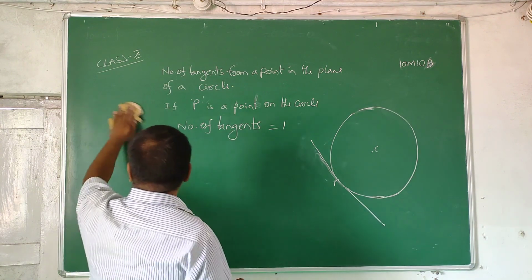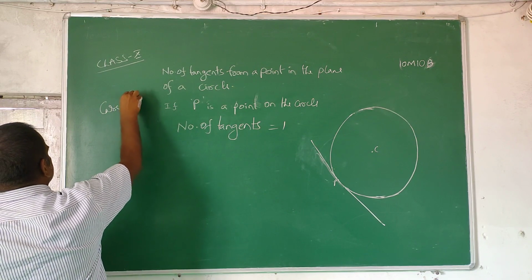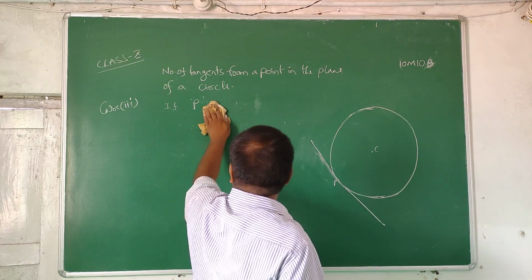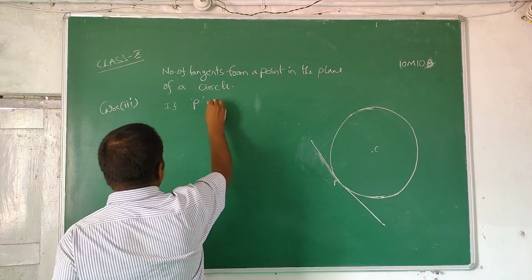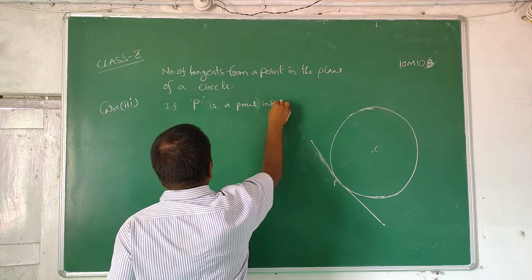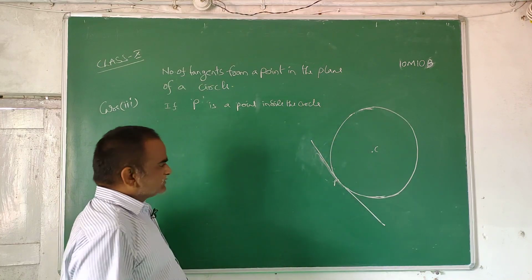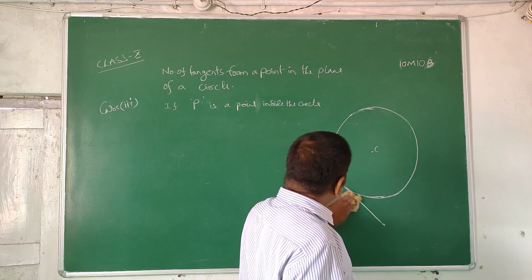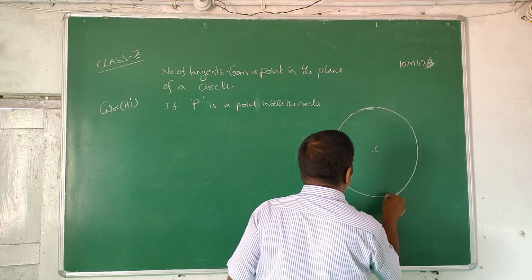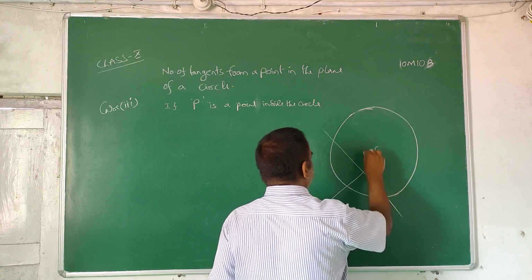So now as the last case, case 3, if P lies inside the circle, so how many tangents can be drawn? See, like this. If P is lying inside the circle, how many tangents can you draw?